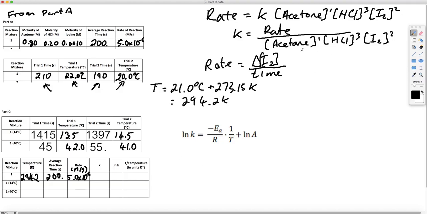The K value, we get that by taking the rate, which we have here. So that's the rate. And the concentrations are the same concentrations as we have here, 0.80, 0.20, 0.0010. That goes in here, to the specific powers that we also found in Part A as well. And that'll give us the K value, which came out here to be 780. When we take the natural log of that, I'll just put this in the calculator, K equals 780, and ln of K comes out to be, I think, 6.66.